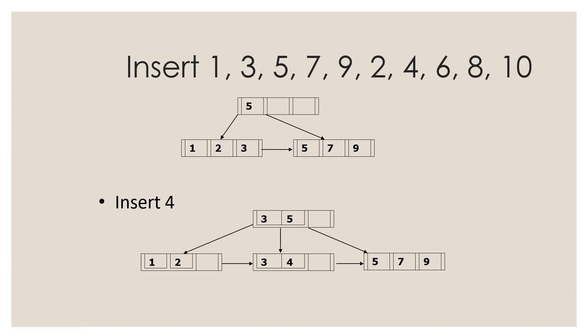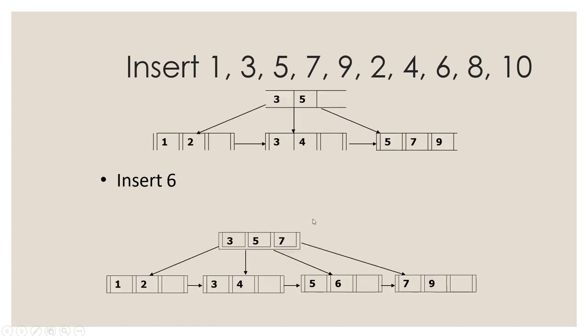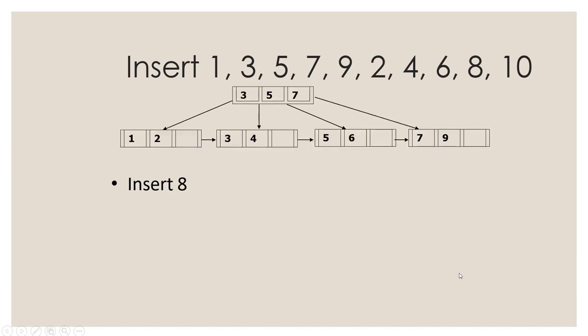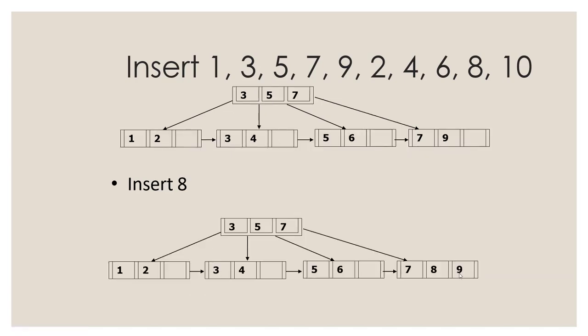Next one is 6. 6 is greater than 5. I'm going to follow the pointer. I'm trying to insert 6 here. So between 5, 6, 7, and 9, middle right is 7. 7 gets promoted up here. Based on the new index, we rearrange everything. Next one is 8. 8 is greater than 7. I follow the pointer, and there is space for 8, right? There's one space. So this will now be 7, 8, and 9. Okay, that was an easy insert.